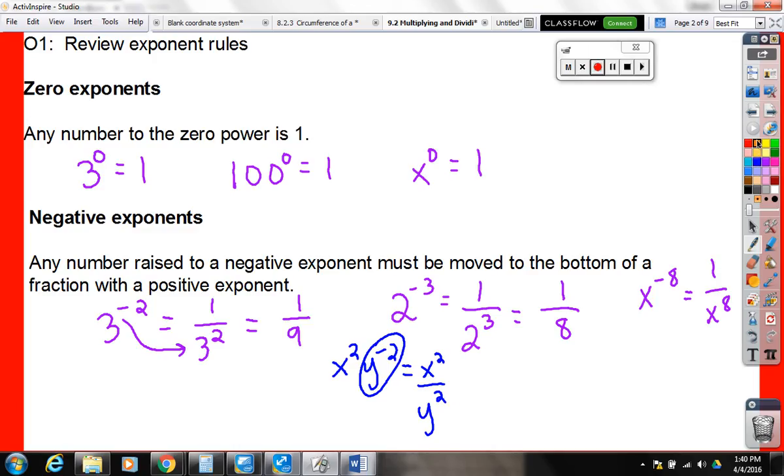Let's try another one. What if I had x y to the negative 2 z squared? What would that become?